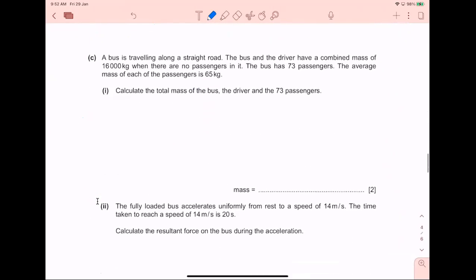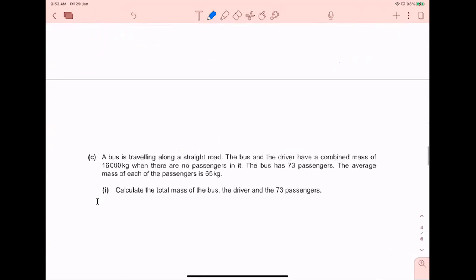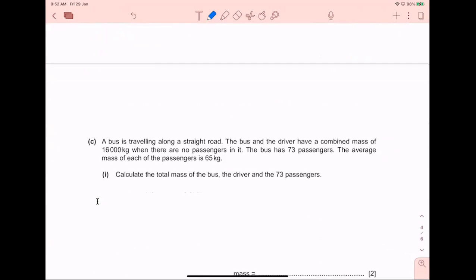All right, we move on to 3C. They ask you the same question. A bus is traveling along a straight road. The bus and the driver have a combined mass of 16,000 kilograms when there are no passengers in it. The bus has 73 passengers. The average mass of each passenger is 65 kilograms.